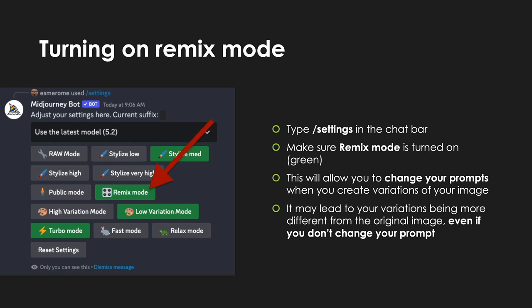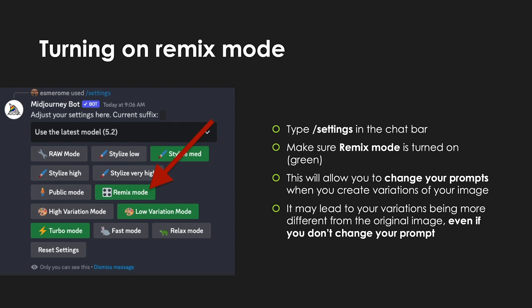So to turn on remix mode, you type /settings in the chat bar. Make sure remix mode is turned on. If it's green, good; if it's not green, you just click on it and it turns green. And this will allow you to change your prompts when you create variations of your image. But it may lead to your variations being more different from the original image, even if you don't change your prompts. Now, I have done some experiments with this, and some other people have done experiments. I haven't noticed a huge difference between turning it on and turning it off, but some people have. And so that's just something to keep in mind.